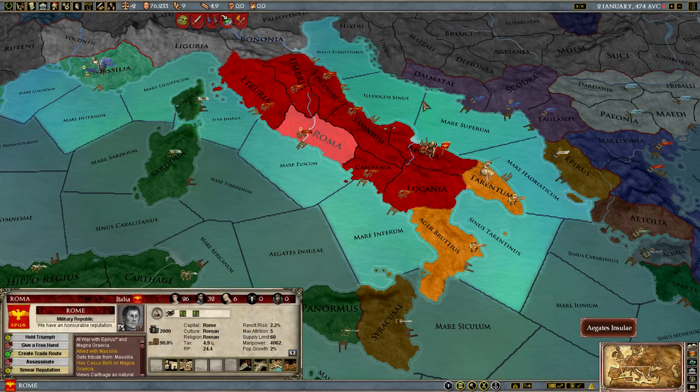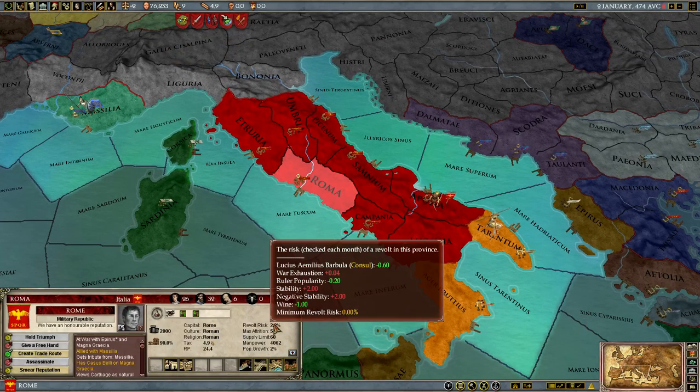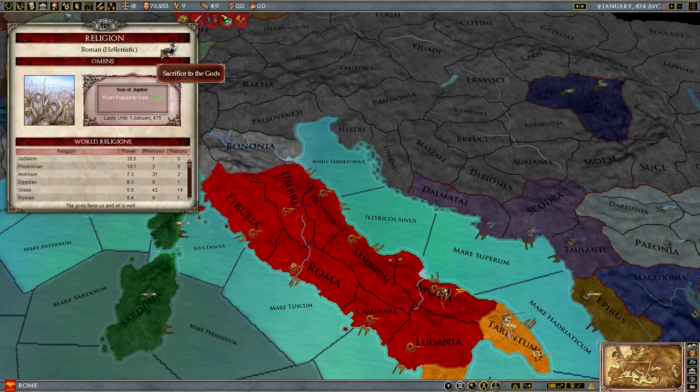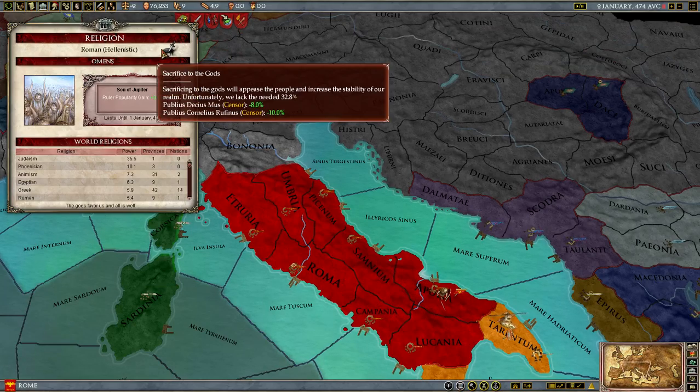Now, revolts are going to be a thing of life. For example here, stability. Negative stability. Oh dear, I appear to be at negative stability. That's the source of my revolts. But, you know, what are you gonna do? Gotta get that stability up. Gotta sacrifice them piggies.